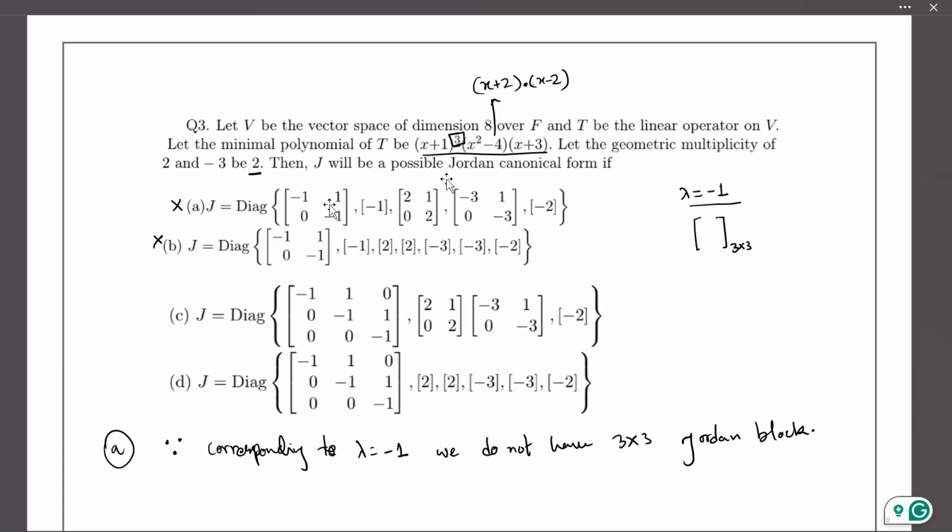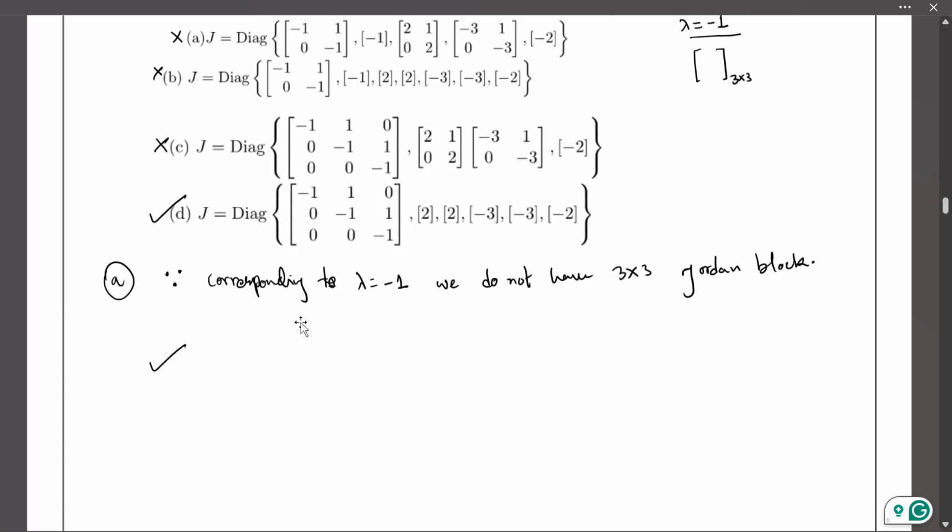So let's see the others. Corresponding to plus 2 and minus 2, we should have only 1 cross 1. But this says that C is also false, right? Here we have maximum power just 1, so we cannot have bigger order. So only option D is correct.